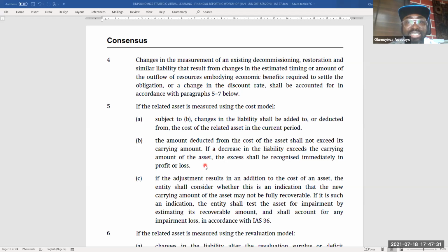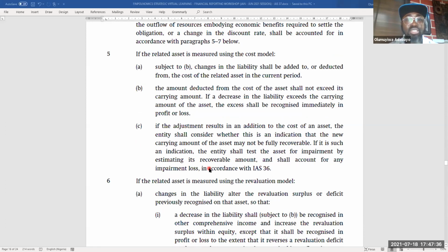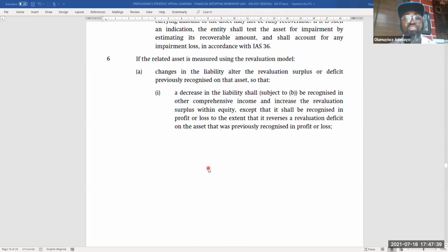But that is not the case when it comes to the revaluation model. Why? Because in the revaluation model, you will find that there is a surplus already that might have been created by the valuation of that asset. Therefore, the changes that might have affected the cost of that asset by way of reduction or by way of increase should be routed to the revaluation surplus, except in a situation where such surplus does not exist.